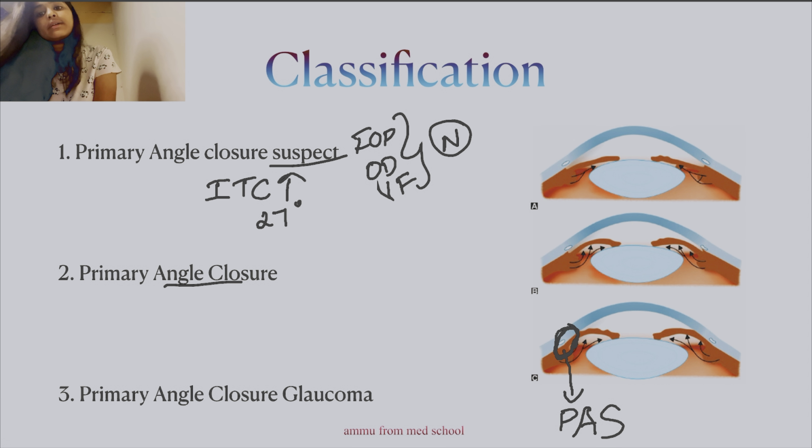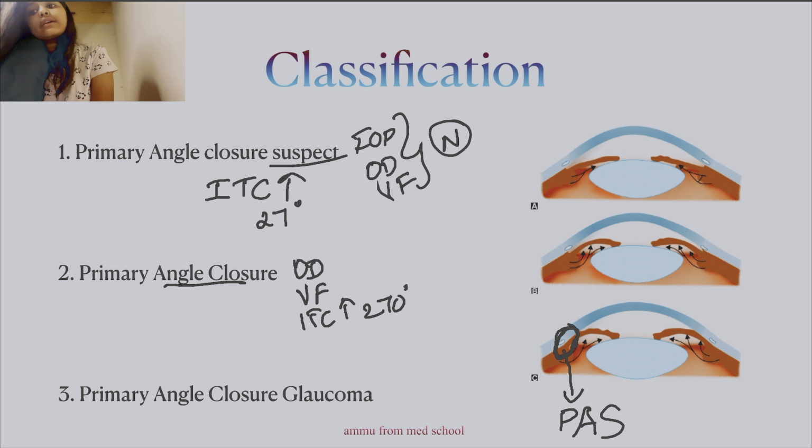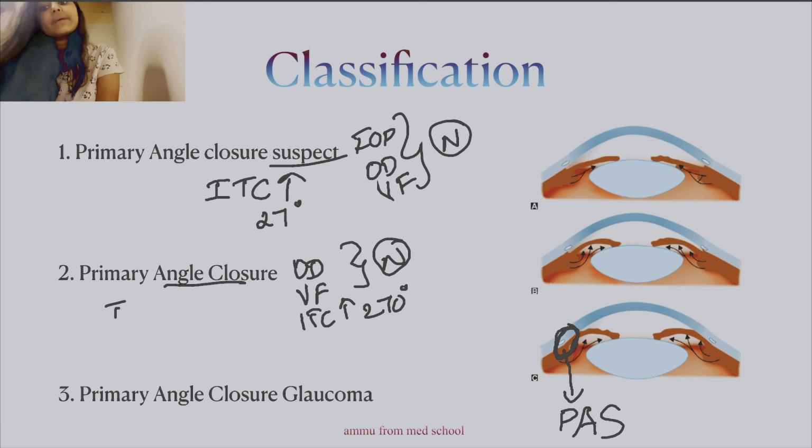Moving on, the second type, primary angle closure. Now what has happened here? Again, the optic disc is normal, the visual fields are normal, the iridotrabecular contact is greater than 270 degrees of angle, but the intraocular pressure, which was previously normal in the suspect, has been elevated, and the peripheral anterior synechiae, which was not present in the suspect, has developed.